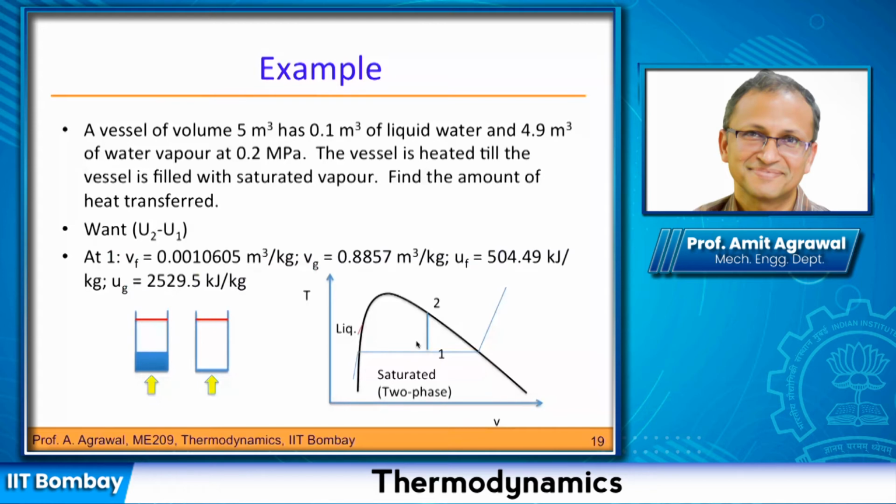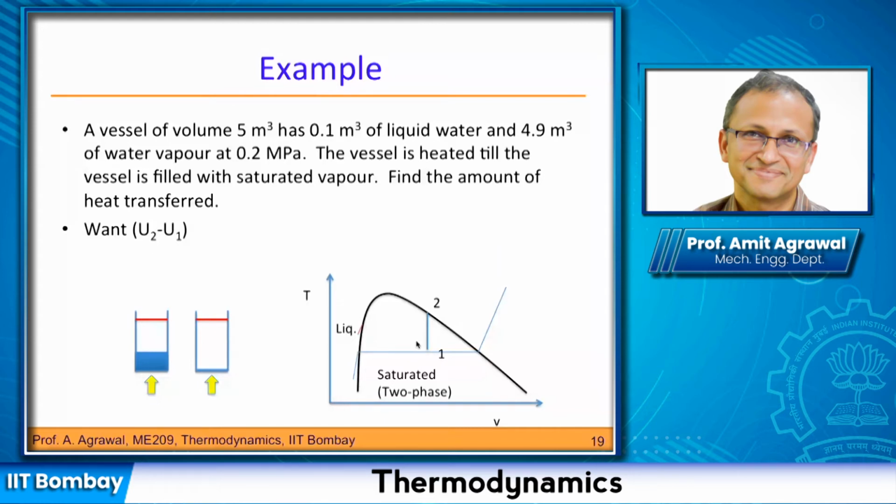Sir, can you please repeat how we located state 2 in this diagram? We have not yet talked about that. So what we have said is that we are moving vertically. Why we are moving vertically is because we are not changing V. Okay, so V is fixed. That's one thing that we have said.